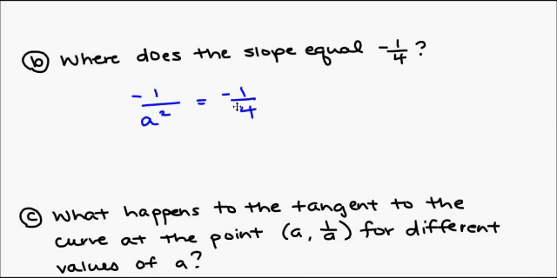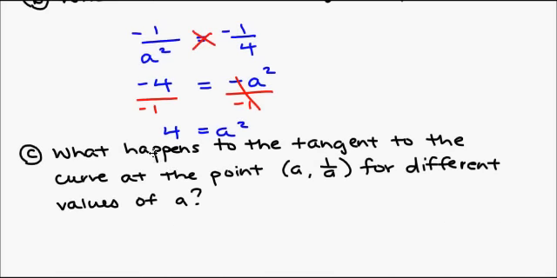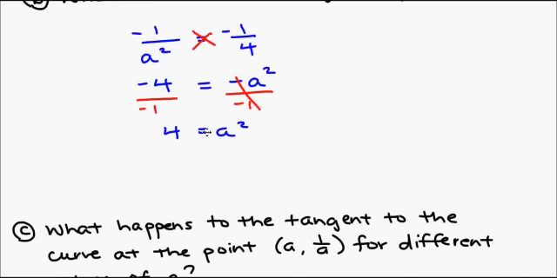And I'm going to cross multiply to solve this. So I have -1 times 4 is -4 equals -1 times a squared is -a squared. These both have a negative, so I'm going to divide by -1. That will also get my a squared by itself, so these cancel. 4 equals a squared. When I take the square root, I'm left with just a. And on this side, I get plus or minus 2.